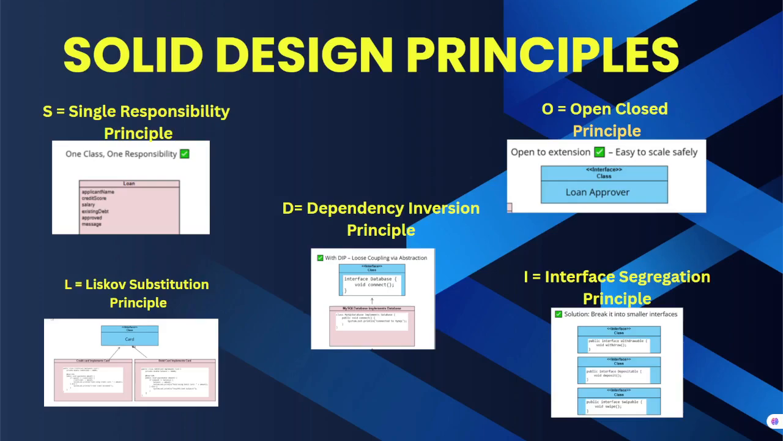The SOLID principles, coined by Robert C. Martin, serve as a foundational guide for object-oriented design that promotes low coupling, high cohesion, and code that's easier to test, extend, and maintain. These principles don't just help individual developers, they guide entire teams in building architecture that can evolve with business needs. Whether you are designing microservices, enterprise applications, or monoliths, SOLID lays the groundwork for flexibility and long term sustainability.